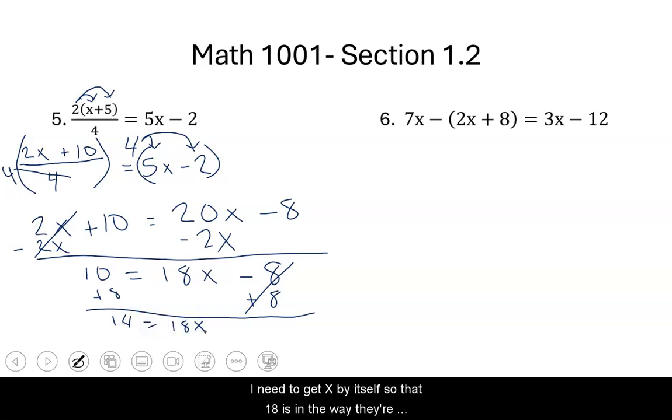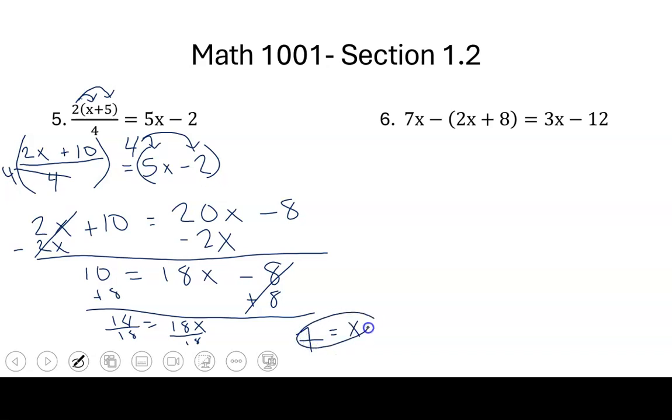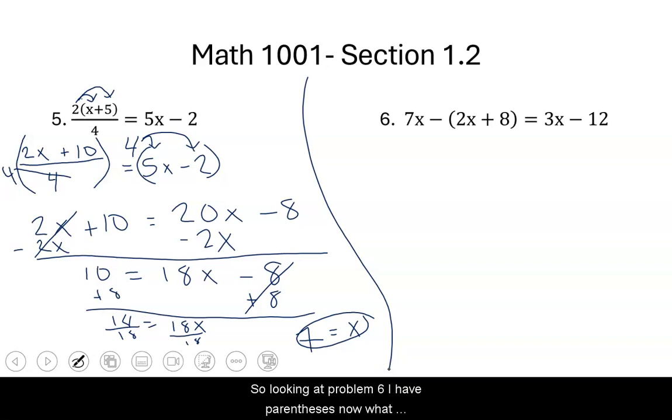I need to get x by itself so that 18's in the way. They're connected through multiplication. So the opposite is divide 18 on both sides. 18 divided by 18 is positive 1 equals x. So positive 1 is the answer for number 5.